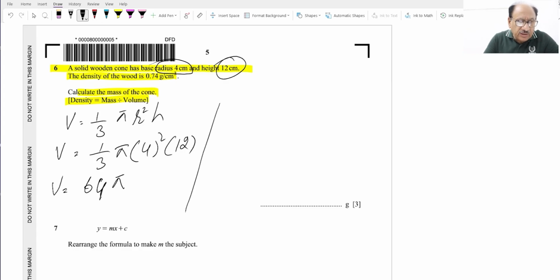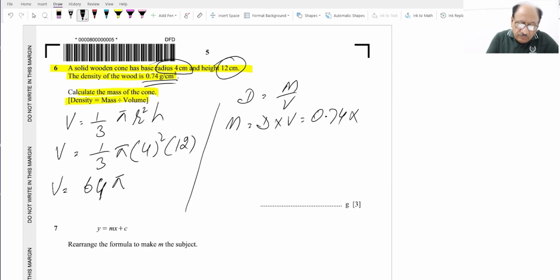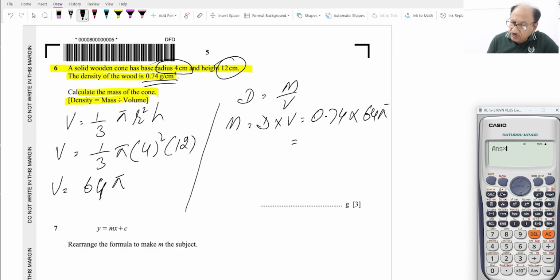And after getting the volume, we need to calculate the mass. Density is equal to mass over volume, and mass density is provided, so we can write mass is equal to density multiplied by volume. Density is given, which is 0.74, and multiply by volume 64 pi. 64 pi is already there, so we'll multiply by 0.74.